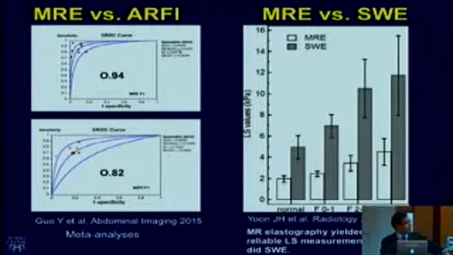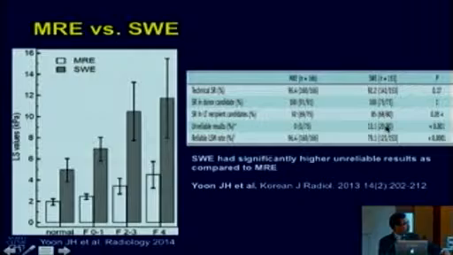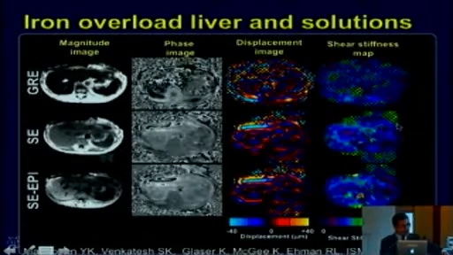MRE has been shown to be better than RFI, which is another new ultrasound-based technique. And you can see that the accuracy is better than RFI, as shown in this meta-analysis. It is also better than shear wave elastography. I believe you'll be hearing about shear wave elastography soon in the next talk. And we have also seen that shear wave elastography had significantly higher unreliable test results compared to the MRE. In this particular study, it failed in about 13% of the patients, which can be quite substantial, especially if the patient happens to be obese.